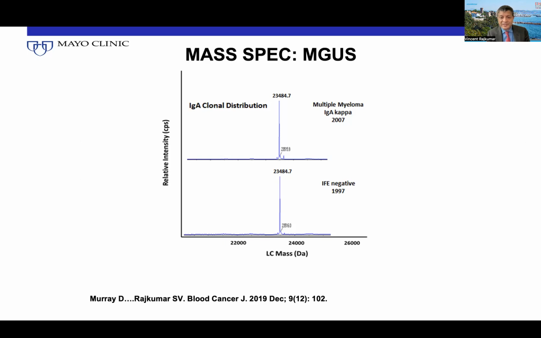This particular patient, the myeloma was diagnosed in 2007. And in the Mayo Clinic, we had samples going back 10 years. And in 1997, the patient's immunofixation was actually negative, but the mass spec, when you go back and run it, picks up the same monoclonal protein years prior. So it's a very sensitive technique and one of the advances.